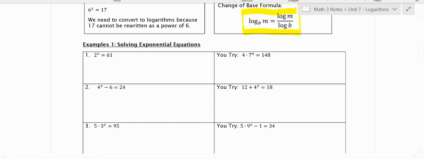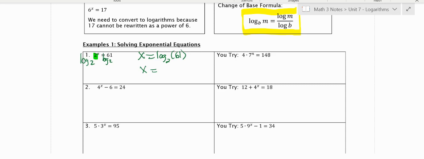So for example, with number 1, we're solving for x. I isolated my base of 2 on a side by itself already, and we're going to do log base 2 of each side. Nothing really too different so far. We would get log base 2 of 61. What we're going to find, though, is some calculators cannot do log base 2, so we have to use our base change formula.